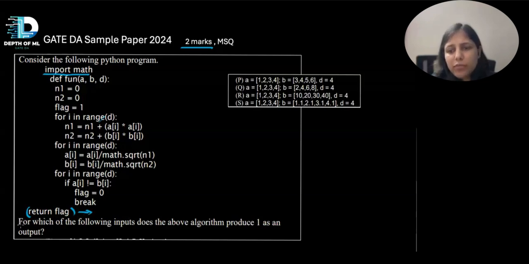Right now they're asking for which of the following inputs the above program produces one as the output. They've given you 4 options. They have labeled them P, Q, R, S, but we'll call them A, B, C, D. There are 3 things going inside this function, and they have given you different values. They're asking for which options this program will return 1. Let's see how to solve this.